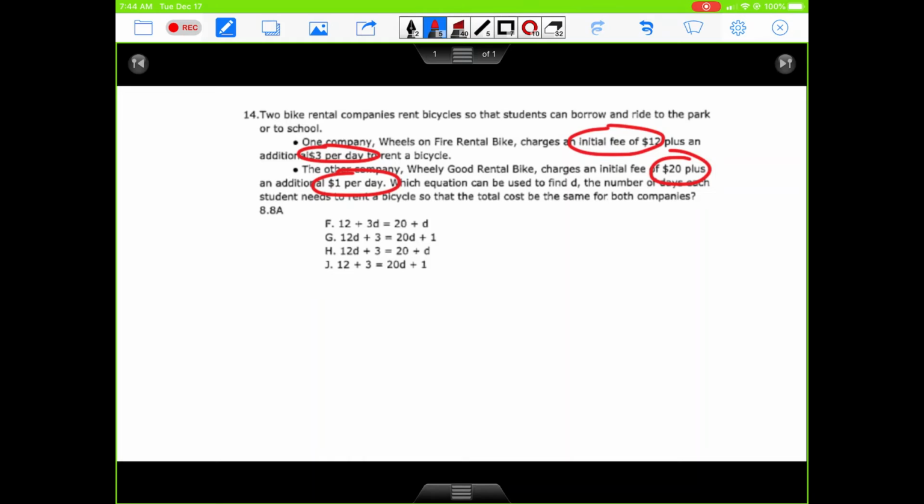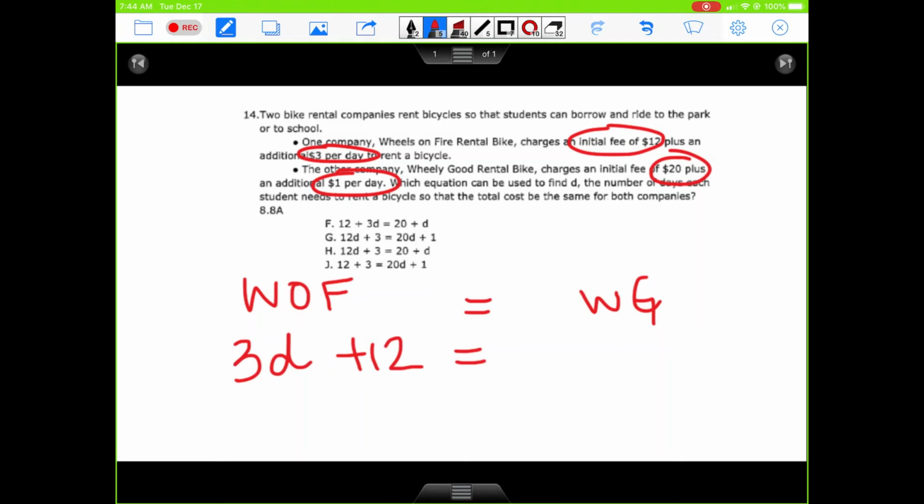So we're going to write an equation with variables on both sides. So what I'm going to do is write Wheels on Fire on one side and make it equal to Really Good on the other side. So let's look at Wheels on Fire. Remember your rate of change, your keywords are each, every, and per. So for Wheels on Fire it is $3 per day. So 3, I'm going to use D for my variable. And then my initial fee of $12. So that's what I'm starting off with no matter what. And then for Really Good, $1 per day. So 1D. Initial fee of $20 plus 20.